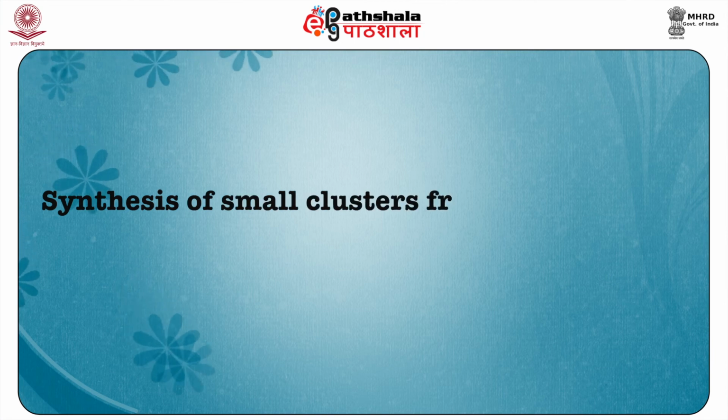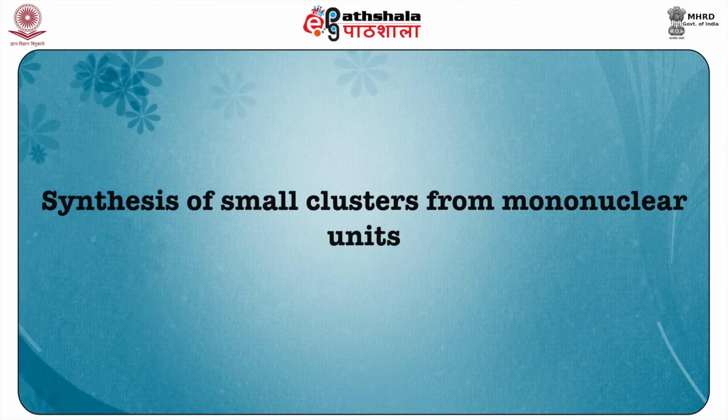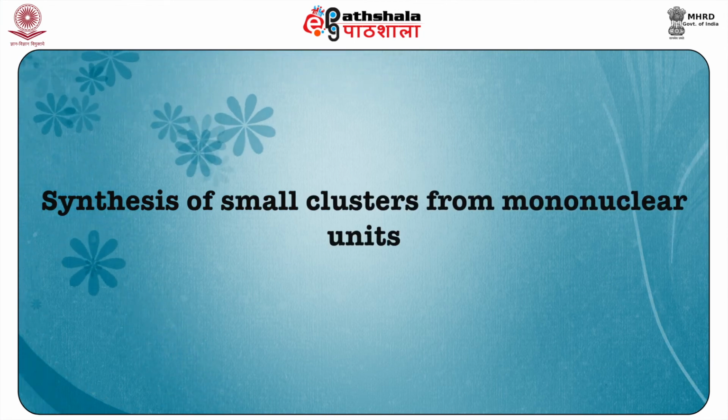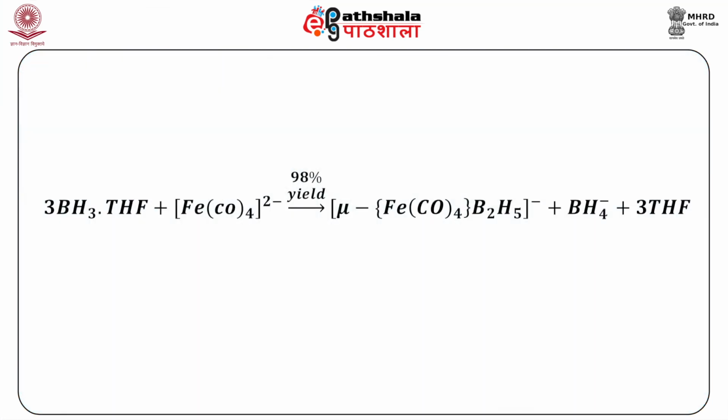Yet another way is synthesis of small clusters from mononuclear units. The monoborane reagent, that is BH3.THF, can be used to generate a small metalloborane cluster from the mononuclear units, that is tetracarbonyl iron and BH3.THF. This seems to be a very simple method which provides high yield.